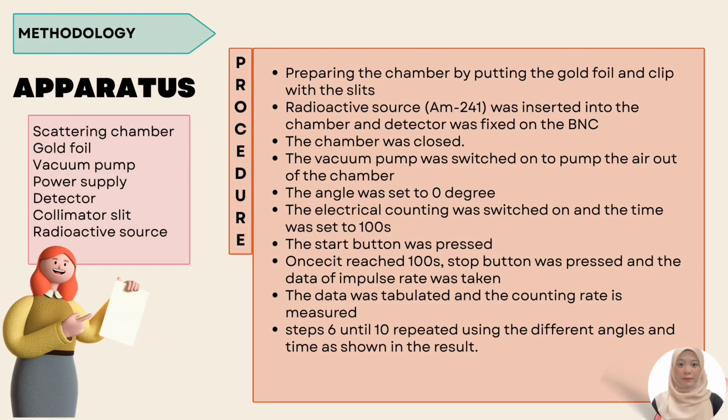Next, let's move on to the methodology. The apparatus that we use is a scattering chamber, gold foil, vacuum pump, power supply, detector, collimator slit, and radioactive source. For the procedure, we prepared the chamber by putting the gold foil and clip with the slit. Next, the radioactive source was inserted into the chamber and the detector was fixed on the BNC. The chamber was closed. Then, the vacuum pump was switched on to pump the air out of the chamber.